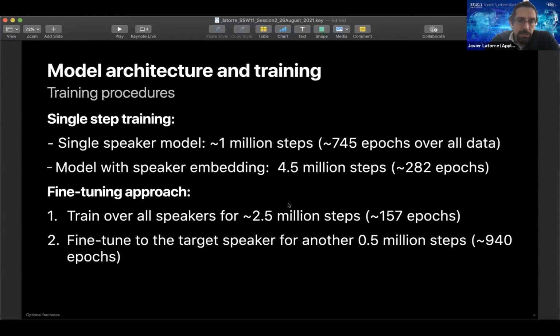So in that case, we apply fine-tuning. For this, we train the base model for 2.5 million steps. And then we fine-tune it only on the data that corresponds to each one of these 30 speakers for another 500,000 steps. We also apply this fine-tuning approach to the model that contains speaker embedding, so that we could get an idea about how much quality improvement or degradation we could get from that.